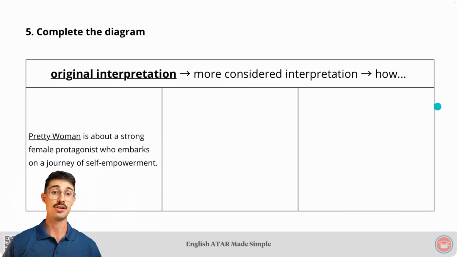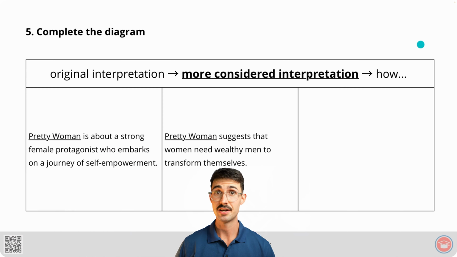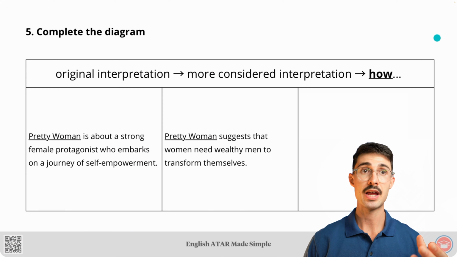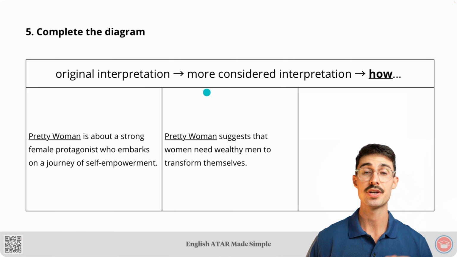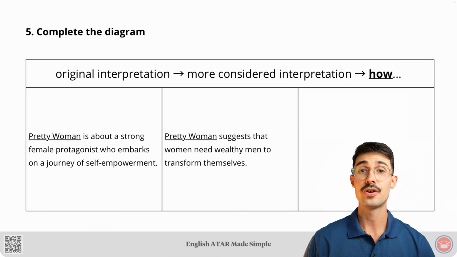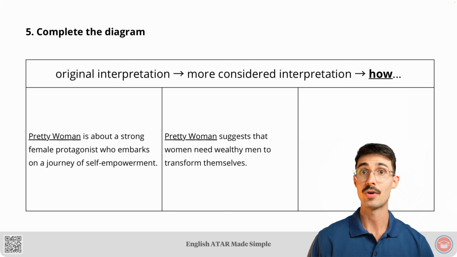Looking at this element of the diagram first, the original interpretation part, I could say my original interpretation is that Pretty Woman is about a strong female protagonist who embarks on a journey of self-empowerment. This original interpretation could lead to the following more considered interpretation. Pretty Woman suggests that women need wealthy men to transform themselves. The final element refers to how I arrived at this more considered interpretation. And of those 9 factors that influence your reading of a text, I'll be discussing the following 3.